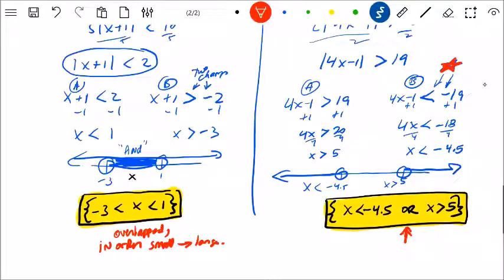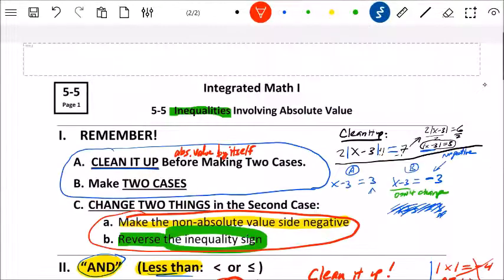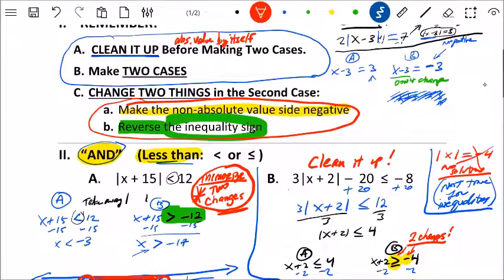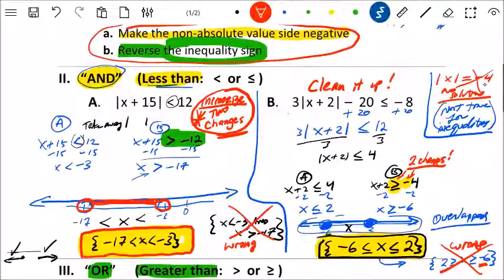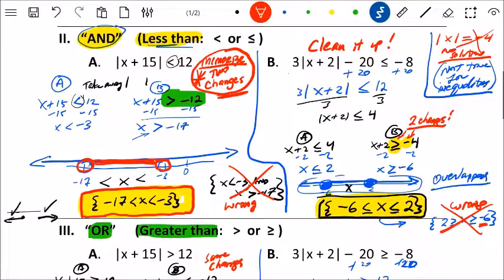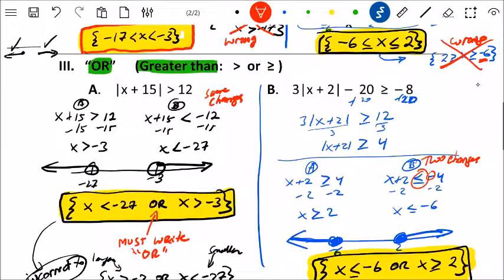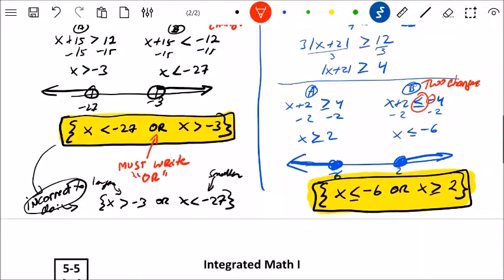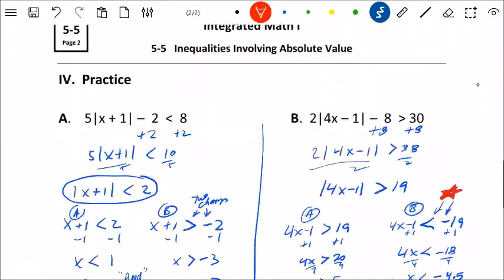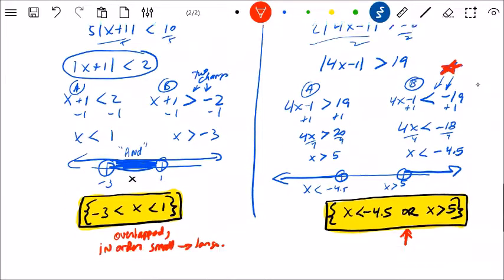So what we've seen here is to follow the same things for inequalities of cleaning it up and making two cases. And sometimes you get it where there's an overlapped area, and sometimes you get it where they're going in opposite directions, and then you use the word or. And these practice ones help to illustrate that too.